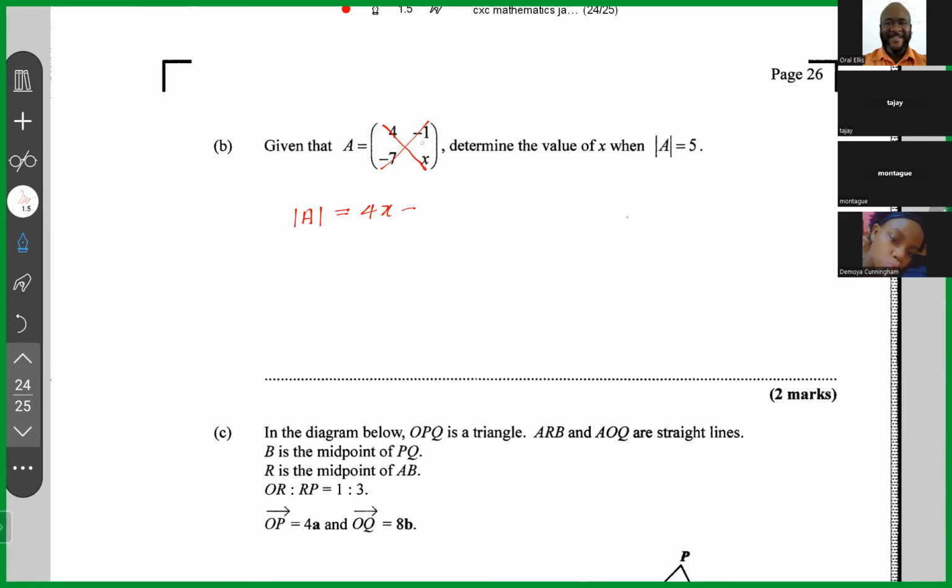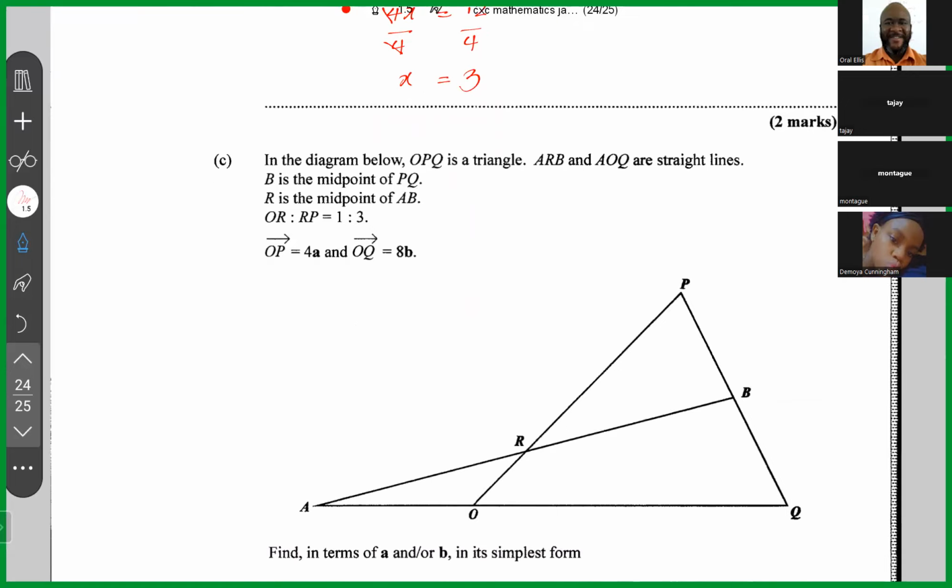And minus 1 times 7, minus 7 is 7. So it's 4x minus 7, and this is equal to 5. 4x is equal to 5 plus 7. 4x is equal to 12. Divide both sides by 4, and we get that x is equal to 3. So if the determinant of A is 5, x would be equal to 3.